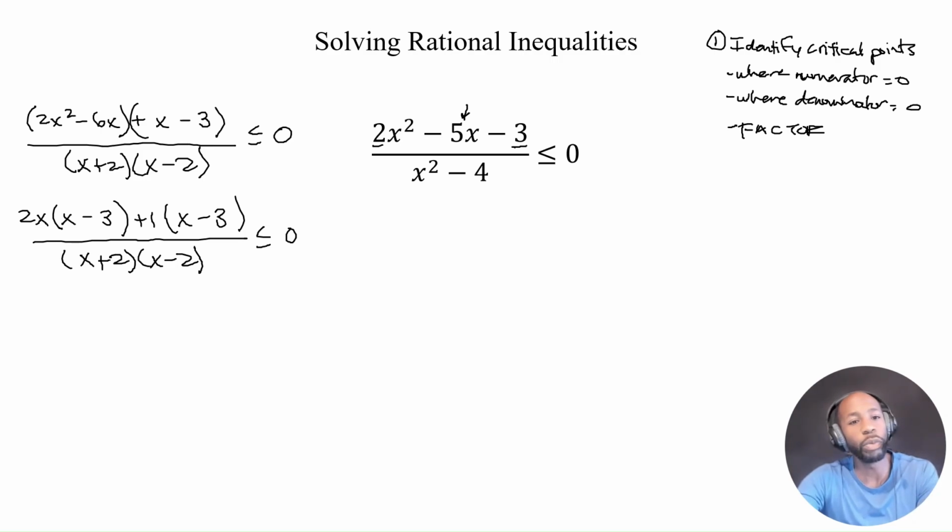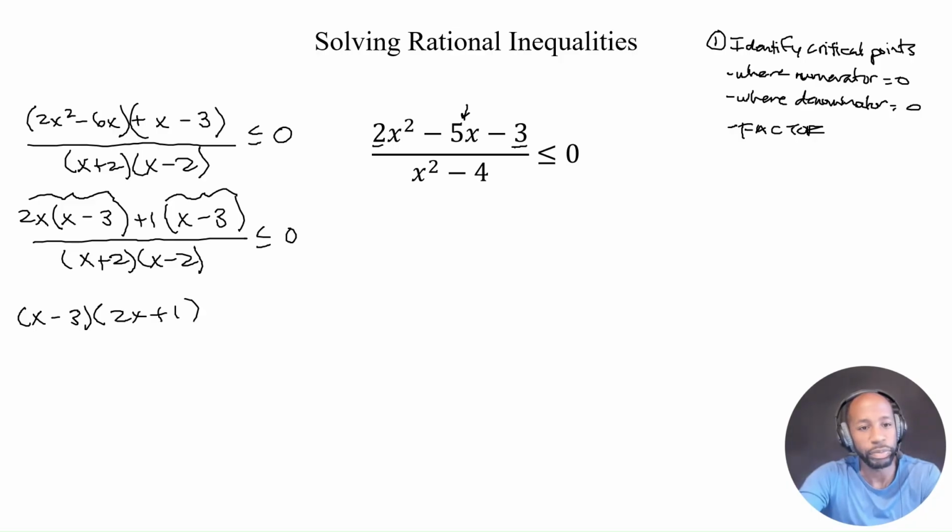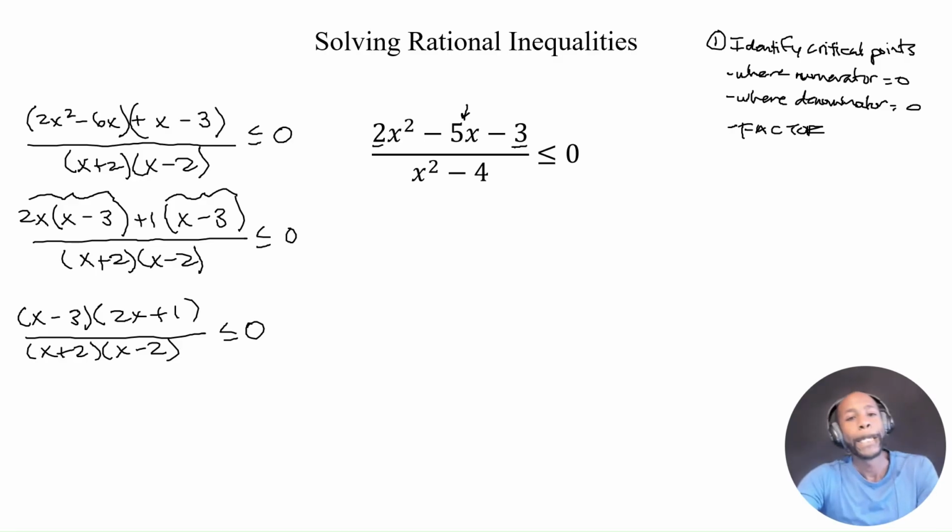Okay, and so then we factor again up top. Each of these terms, this one and this one, have an x minus 3 in them. So we're going to factor that out now. So that becomes x minus 3. And then that leaves us with 2x plus 1, over x plus 2, x minus 2, is less than or equal to 0.